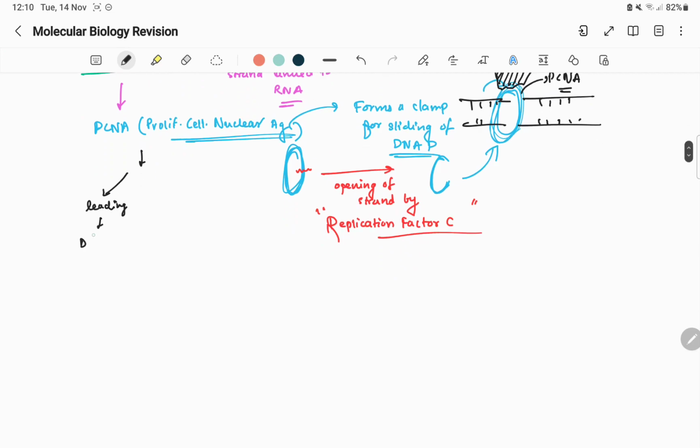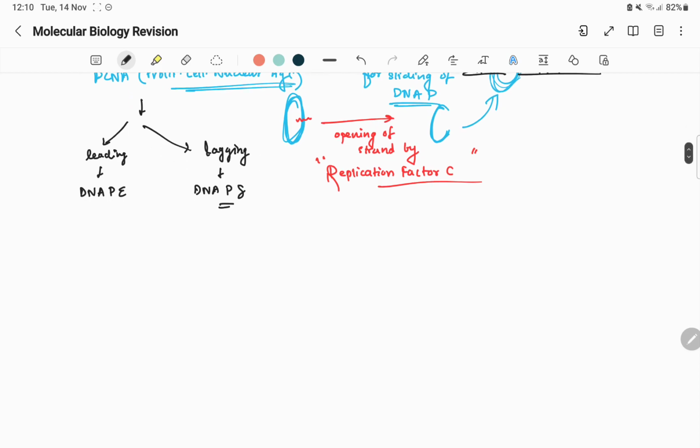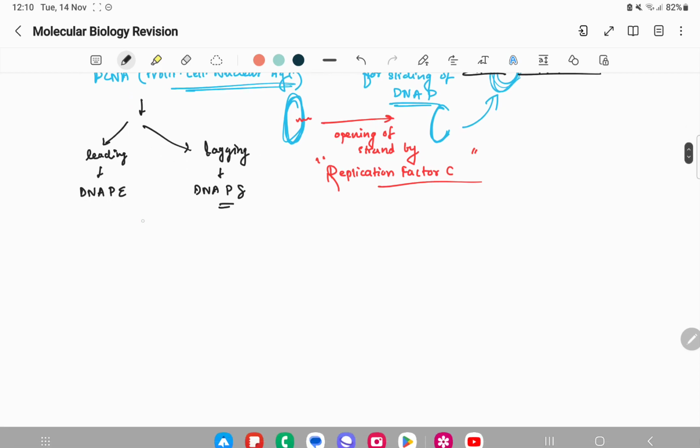To the leading strand, the DNA polymerase epsilon is attached. And to the lagging strand, the DNA polymerase delta is attached.